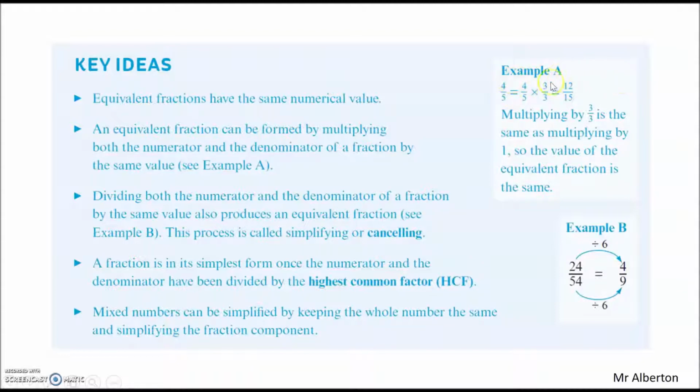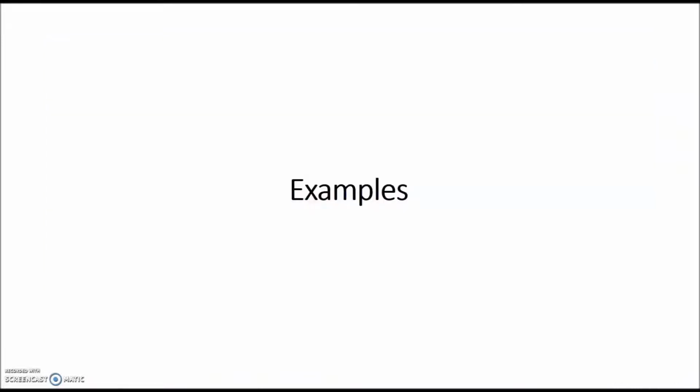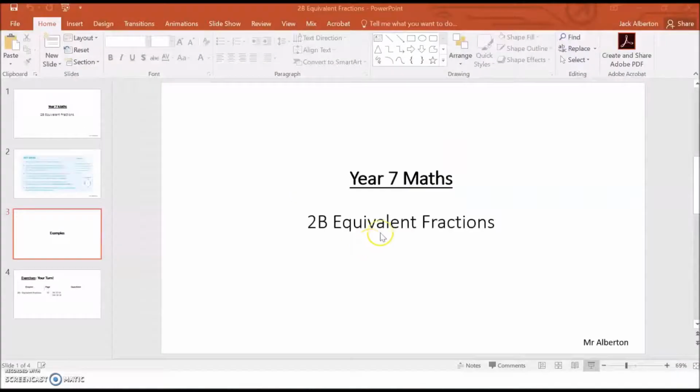So by multiplying top and bottom by 3, we were able to form this equivalent fraction, and we'll go through an example very shortly showing that. And the same can be done by dividing a numerator and denominator by the same number to produce an equivalent fraction. And again, I'll go through an example to show you how to do that.